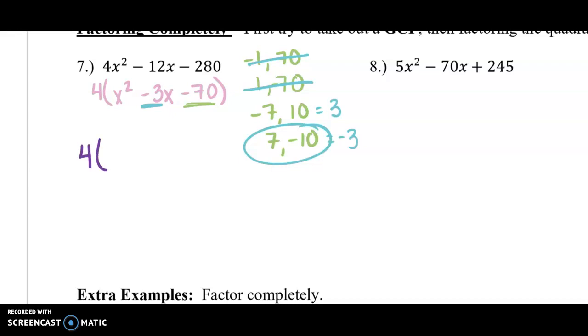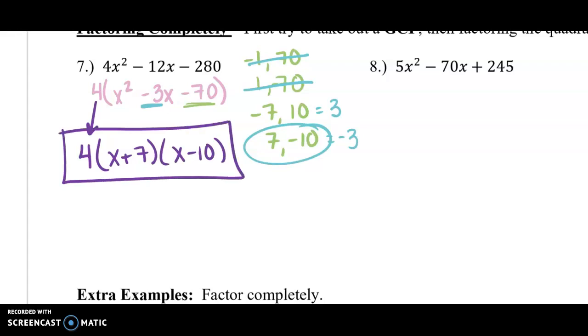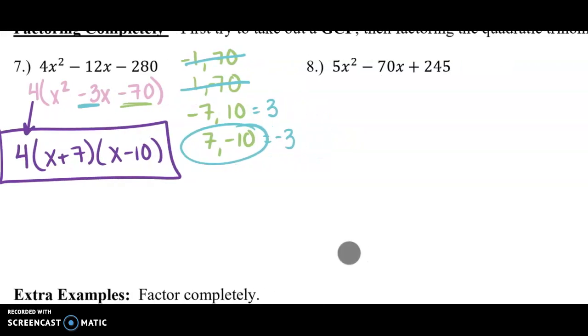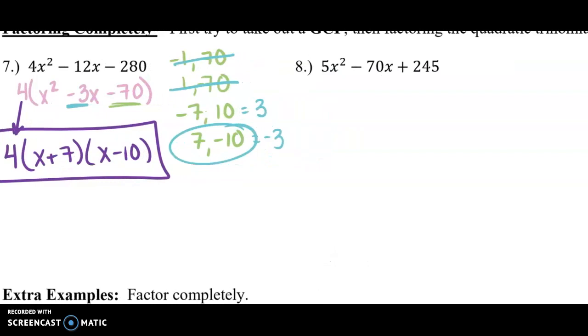So you leave that 4 out front. That still stays a part of this. That doesn't go away. So then it's just 4 times x plus 7 times x minus 10. And that would be our answer. Okay, so let's look over here at number 8. I'm going to factor out a 5 first. When I do that, I'm going to be left with x squared minus 14x plus 49.